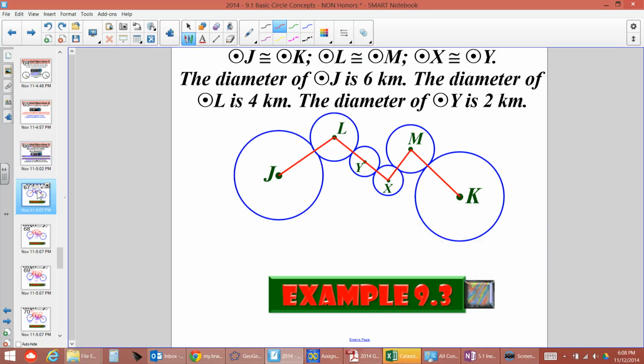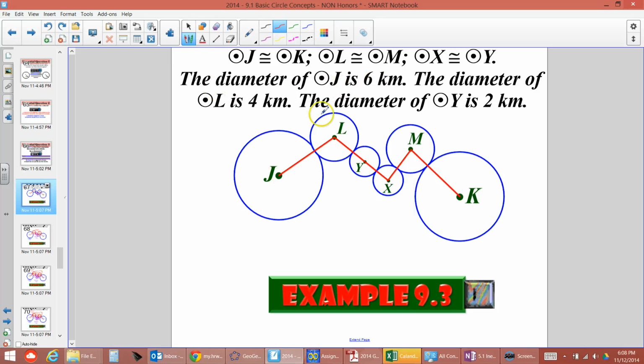There's your essential question. Here we go. I love this question. Circle J and K are congruent. That means they have the same radius. L and M are congruent. They have the same radius. X and Y are congruent. They have the same radius. So if I'm trying to find out the whole length of these red lines, I'll add them together. That's exactly what I do. I just add them all together.